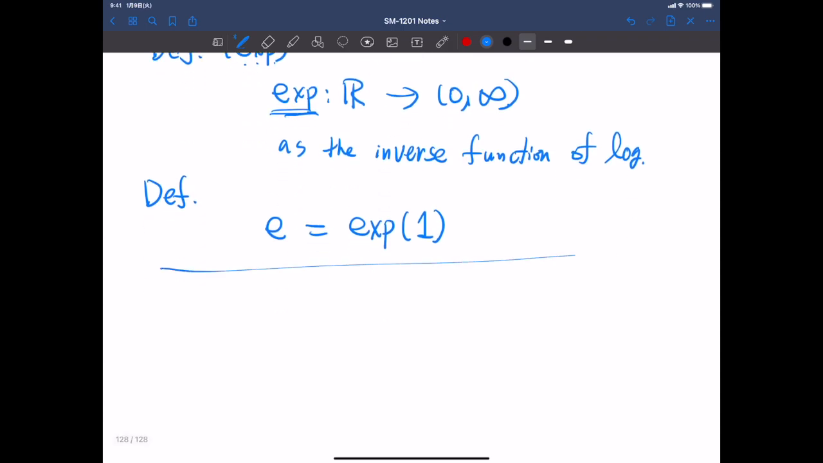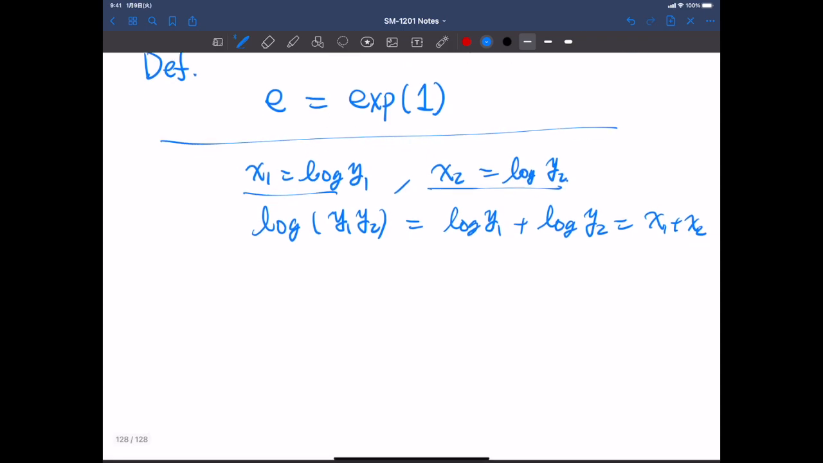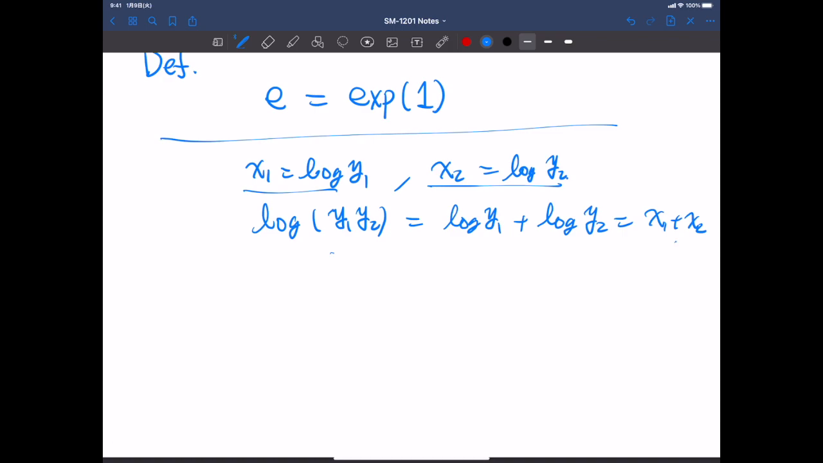Let's see some properties of this function. So if x1 is equal to log y1 and x2 is equal to log y2, then we have seen that log of y1 times y2 is equal to log of y1 plus log of y2, which is equal to x1 plus x2 by these definitions. So if we take the inverse of these, then we have y1 y2 is equal to exp of x1 plus x2.